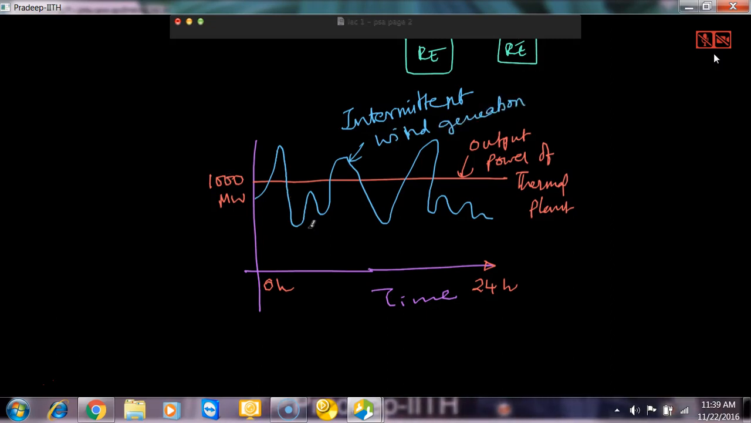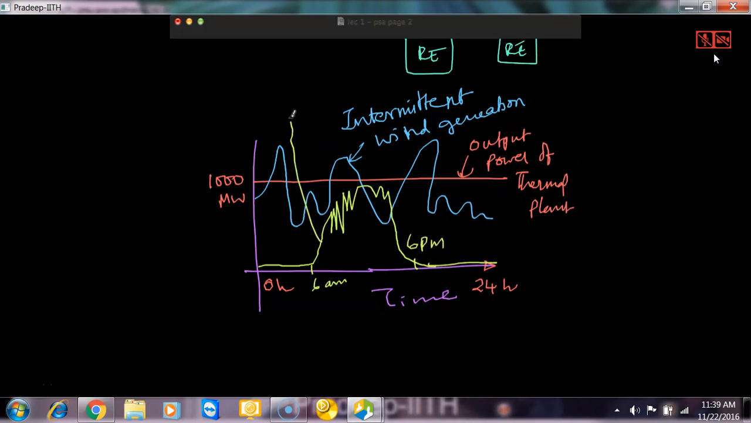So it is technically a challenge of how to connect this with the grid. Also, if I have solar power, what happens? Around, let's say, 6 a.m. there's a sunrise. Slowly the solar power increases. In that, there will also be some spikes like this. This is because whenever there's a cloud passing over the solar panel, the power drops. So something like this. Then by evening 6 p.m. the power again goes back to zero. So this is the example of solar power.